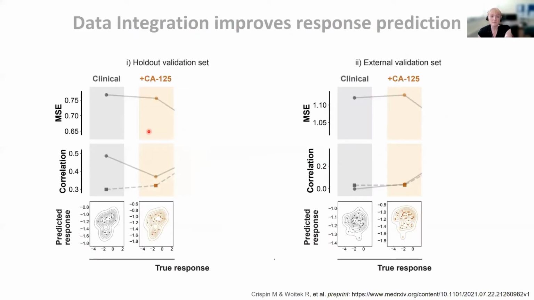And what we found was that when we used clinical data and CA125, the blood-based biomarker, the addition of CA125 did not really improve the predictions a lot. The correlation between the predicted response and the measured response on the images didn't improve a lot when we added CA125, and the mean squared error didn't decrease much. So the addition of CA125 really didn't help a lot.